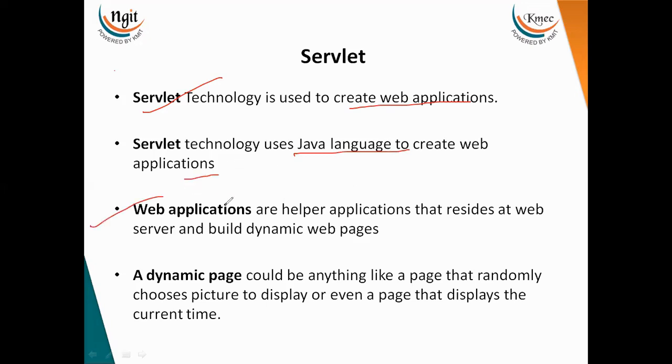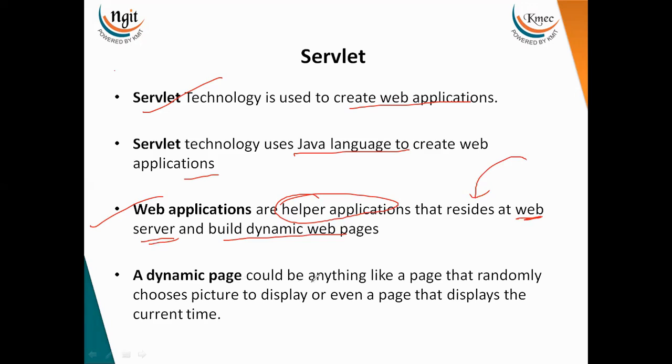So what does web application mean? Beta, it's a helper application which is used to help the user, that resides at the web server. That is, it is available in the web server and builds the dynamic web pages. Dynamic web page means a page which generates the response according to the user request.